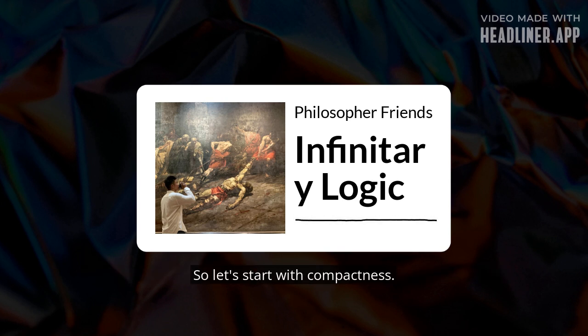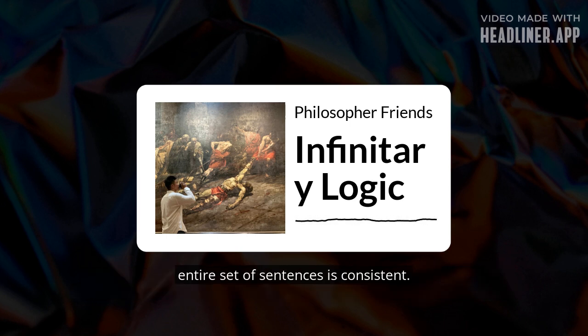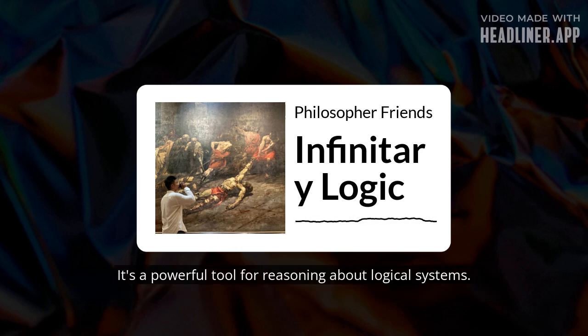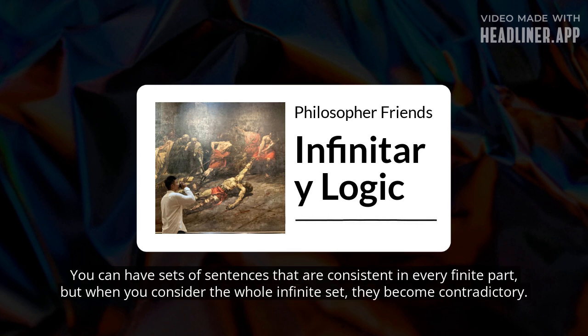So let's start with compactness. It essentially means that if every finite part of a set of sentences is consistent, meaning they could all be true at the same time, then the entire set of sentences is consistent. It's a powerful tool for reasoning about logical systems. But with infinitary languages, this principle breaks down. You can have sets of sentences that are consistent in every finite part, but when you consider the whole infinite set, they become contradictory.